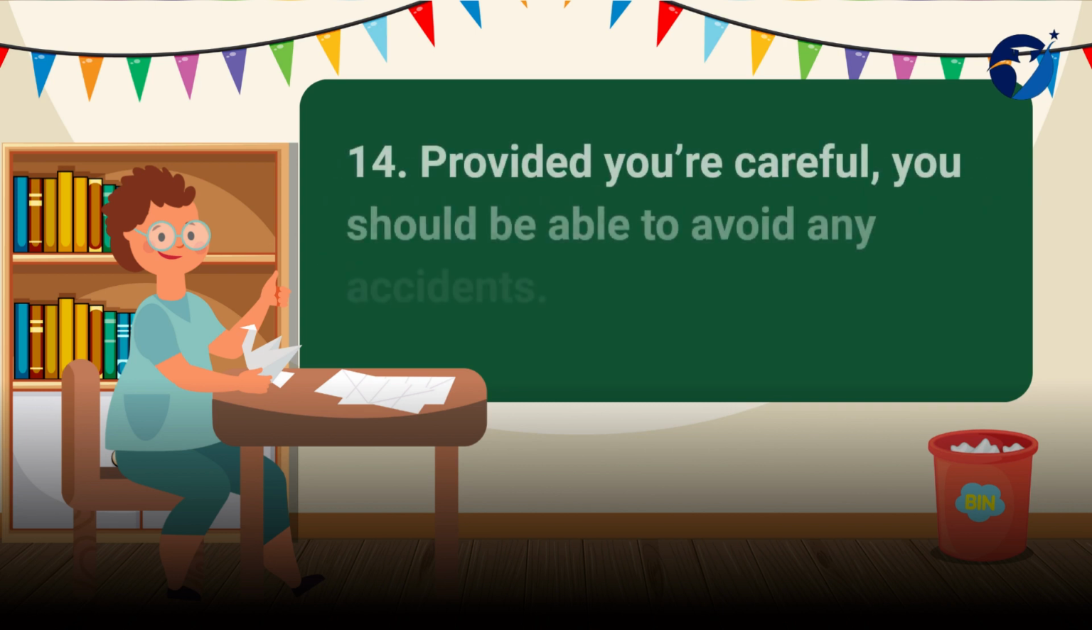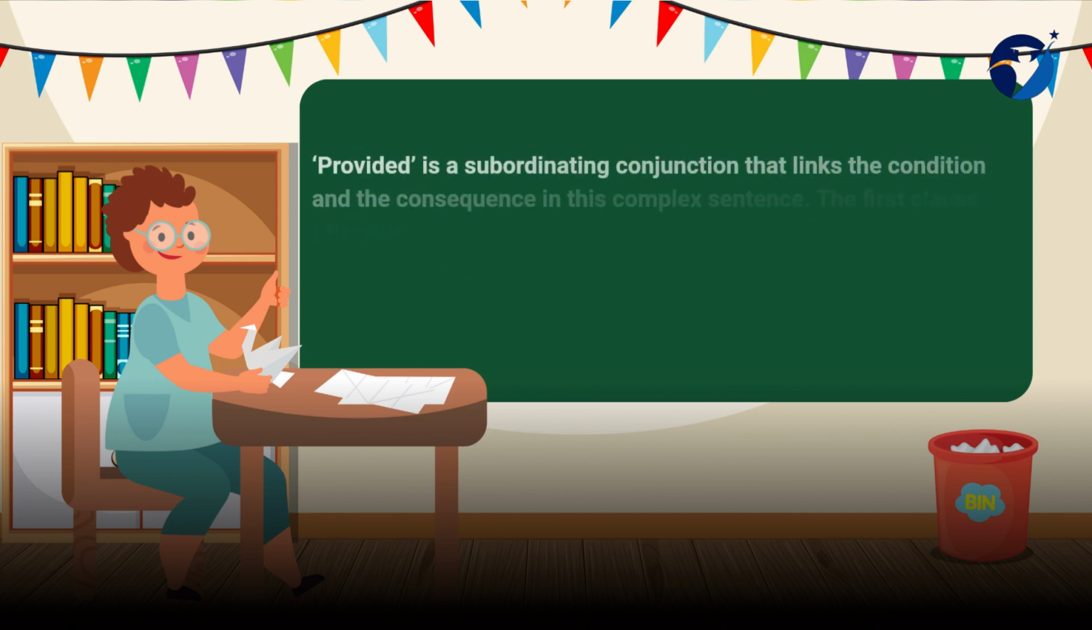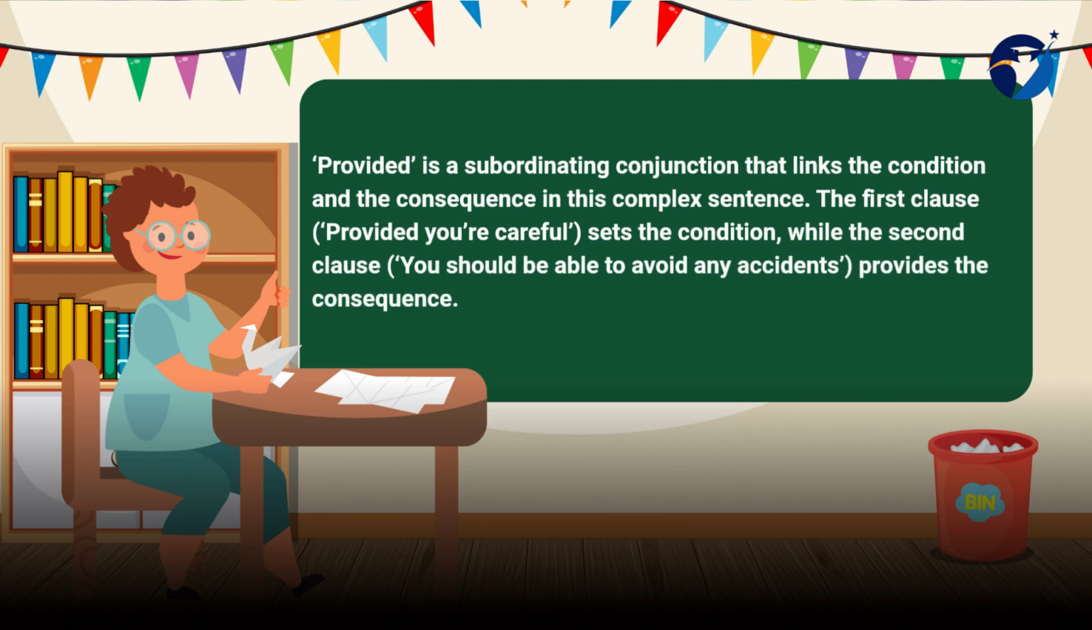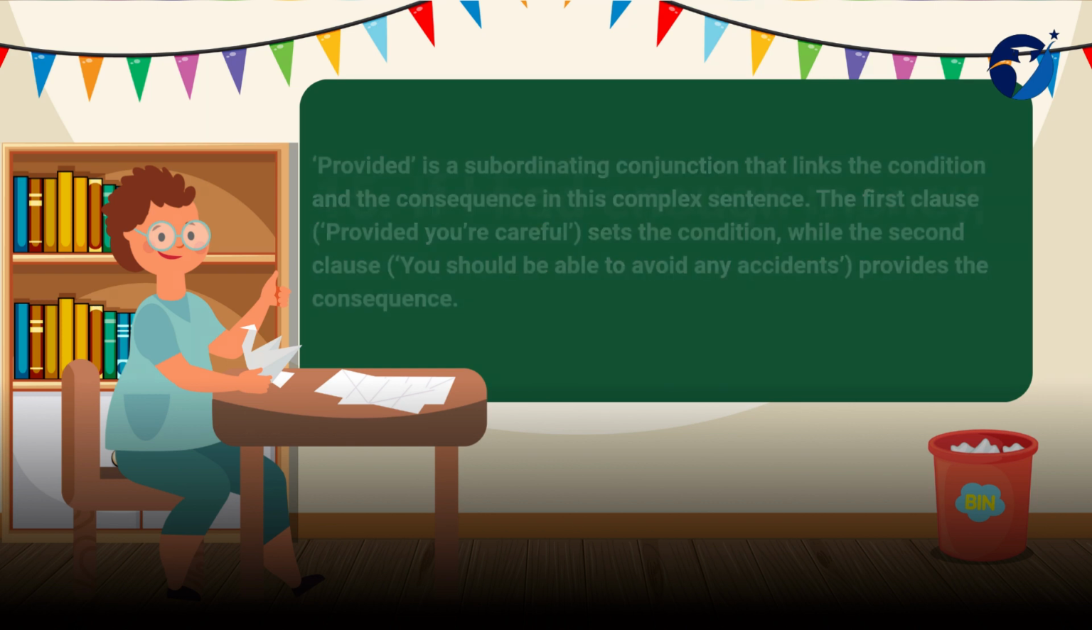14. Provided you're careful, you should be able to avoid any accidents. Provided is a subordinating conjunction that links the condition and the consequence in this complex sentence. The first clause, provided you're careful, sets the condition, while the second clause, you should be able to avoid any accidents, provides the consequence.